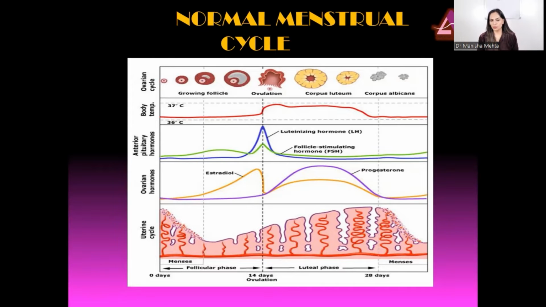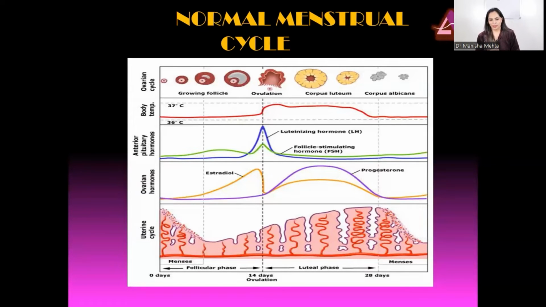And once we know that the follicle is ready, the anterior pituitary stimulates the LH. You can see in the diagram, the third box, that the LH is absolutely at ground level in the initial part of the cycle, but it comes as a surge, the blue one. The blue peak is the LH surge. It comes as a surge, and just a little bit after the LH surge, there is ovulation, the topmost part.